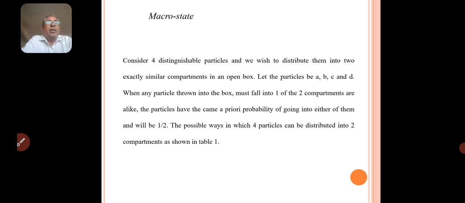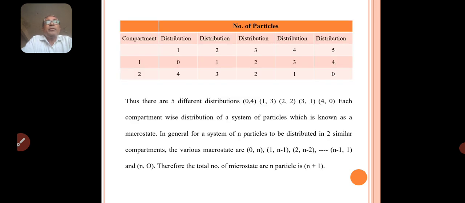The possible ways in which four particles can be distributed into two compartments are shown in the table. In this table, there are two compartments and the number of particles in each compartment. When we throw the particles into the compartments, one of them will fall in the first compartment and the other will fall in the second compartment.